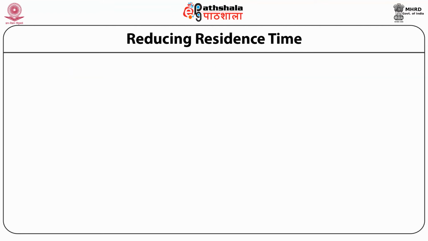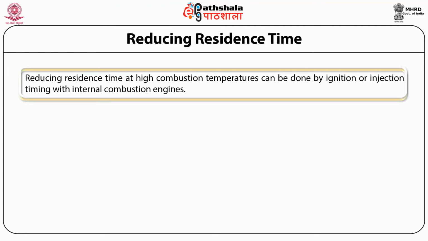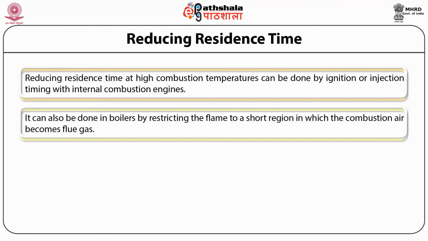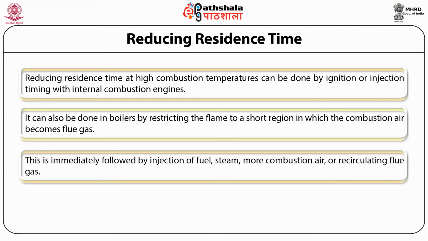The second method is reducing residence time. Reducing residence time at high combustion temperatures can be done by ignition or injection timing with internal combustion engines. It can also be done in boilers by restricting the flame to a short region in which the combustion air becomes flue gas. This is immediately followed by injection of fuel, steam, more combustion air or recirculating flue gas.